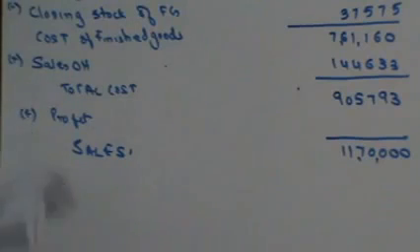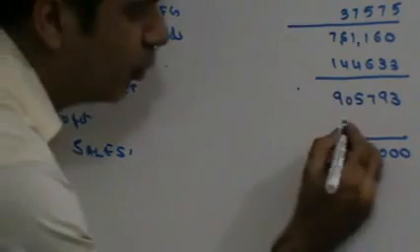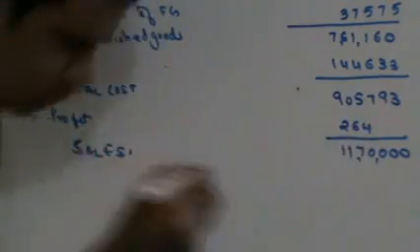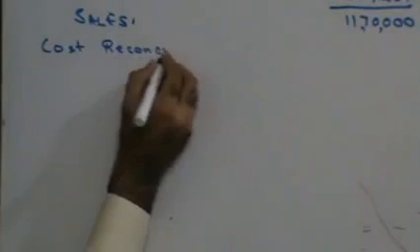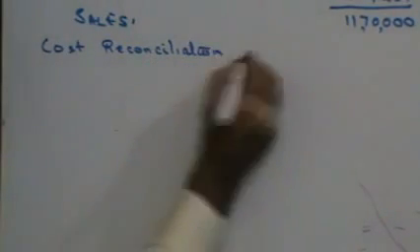So I can now find out the profit. How do I find out the profit? Sales minus total cost will give you profit, which should give you 2,64,270. Someone go on checking the figures that I'm giving you. Right? So that makes my cost sheet complete. Once my cost sheet is done, I still need to reconcile this. Right? Let's see the reconciliation. Cost reconciliation statement.